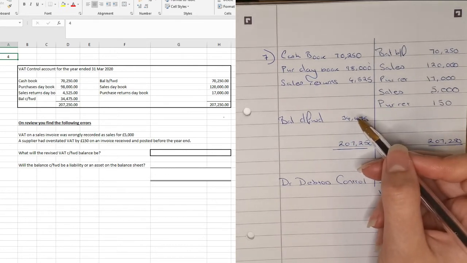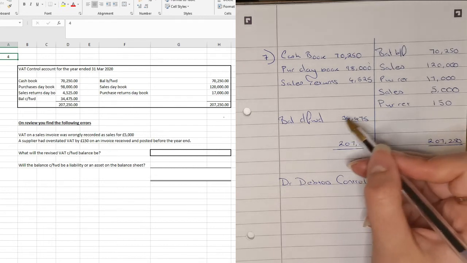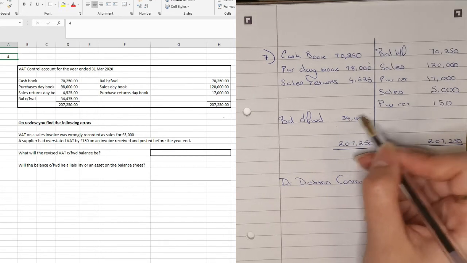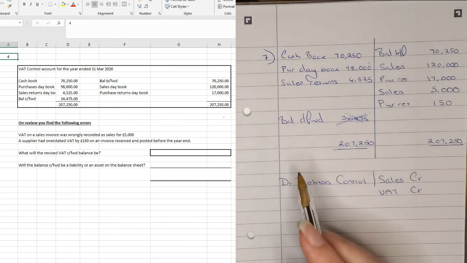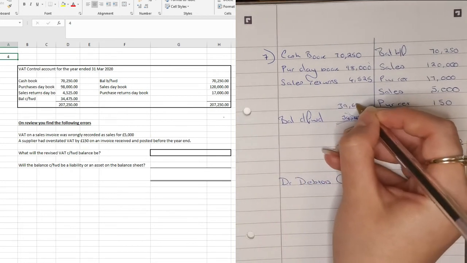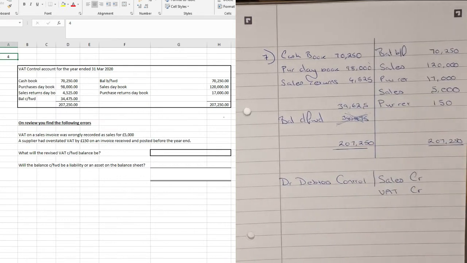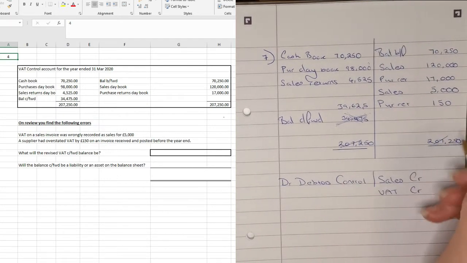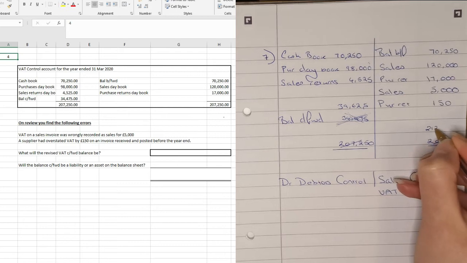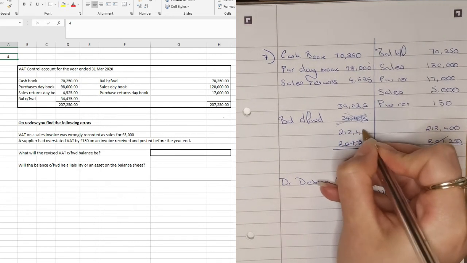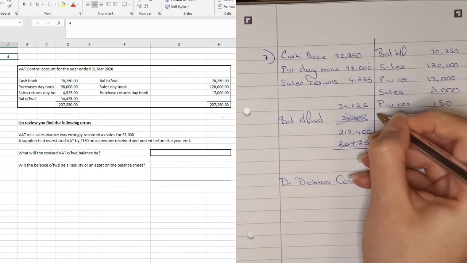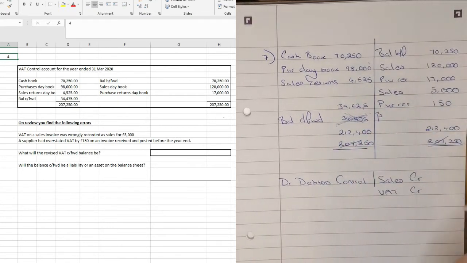So in the next question they've actually asked what the revised balance carry forward would be, so let's just put a little cross through that because that's no longer the case, and instead that's going to be 39,625. So that's changed and that's changed. So that's 212,400 and 212,400. So this figure here is always a balancing figure.